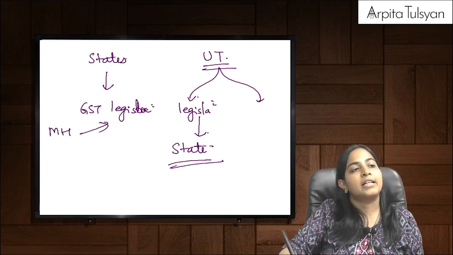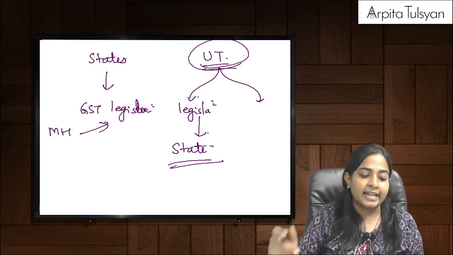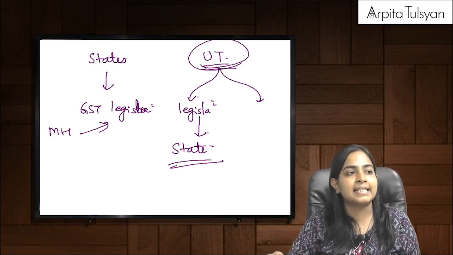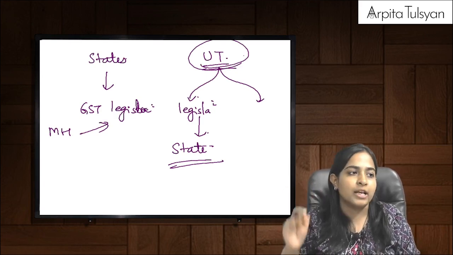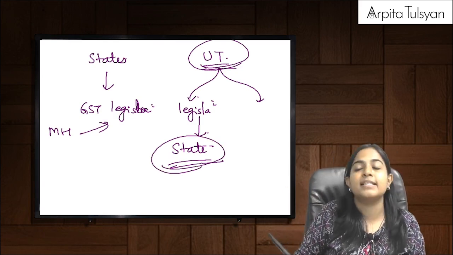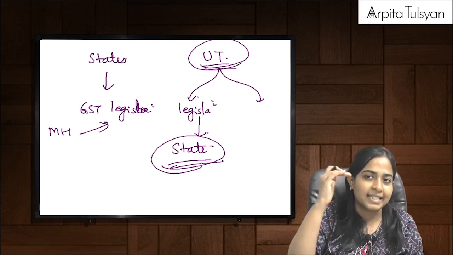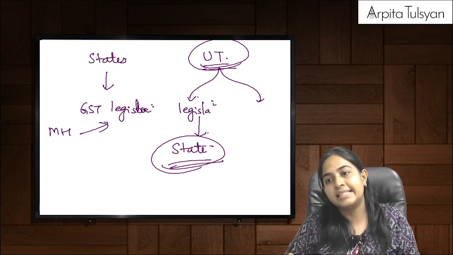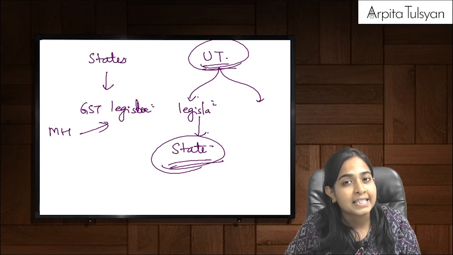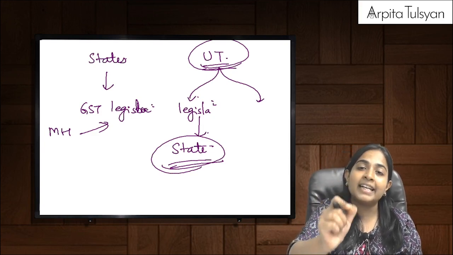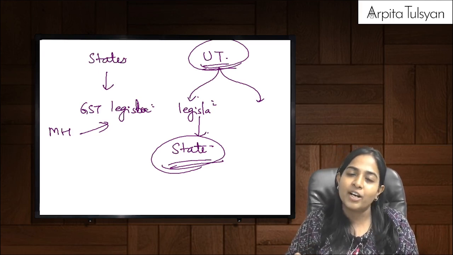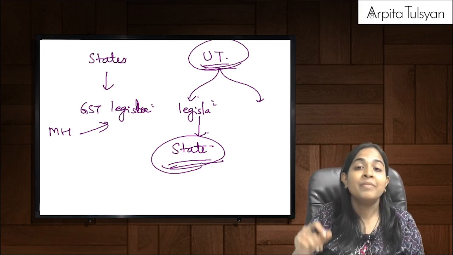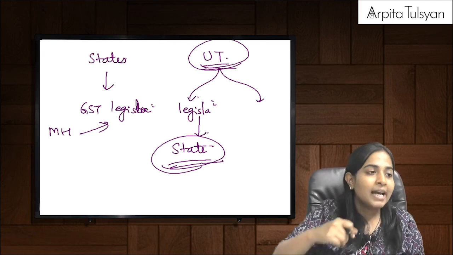Now, if there is a particular union territory, let's say Delhi, and Delhi says that, yes, I am a union territory, but I will make my own laws. So even though it is a union territory, we will consider it at par with a state. And what are we going to call it? You are a union territory with your own legislation. Did you understand what I said? You are a union territory with your own legislation.